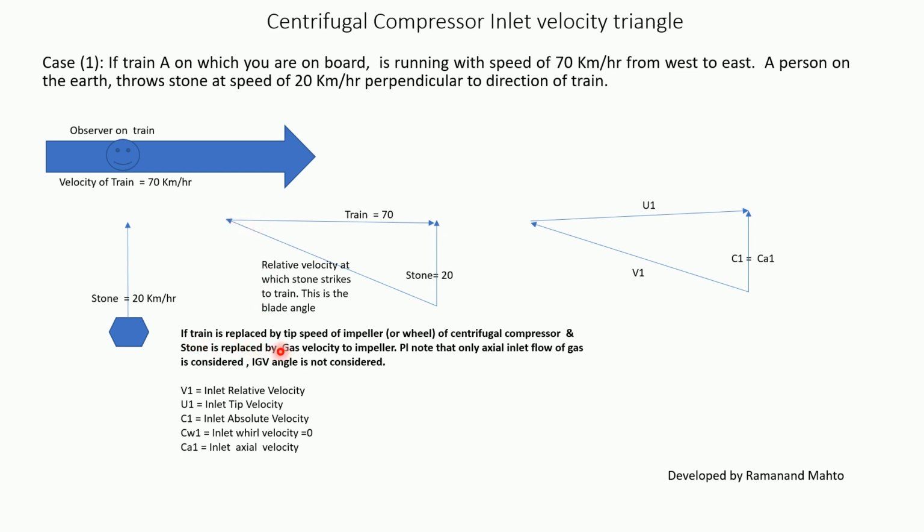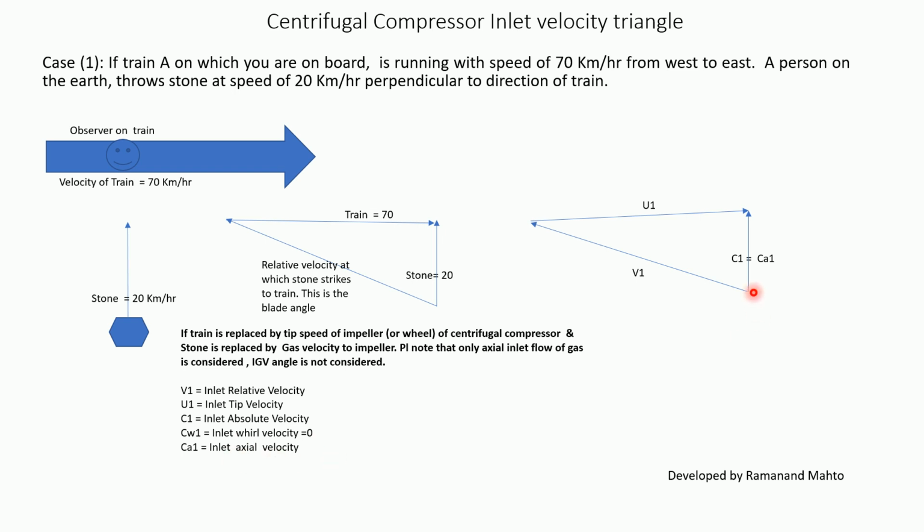Now, if the train is replaced by the tip speed of the impeller or wheel of the centrifugal compressor, and the stone is replaced by the gas velocity to the impeller, please note that only axial inlet flow of the gas is considered, that is, the IGV angle is not considered. So how can we write it? V1 is the inlet relative velocity, U1 is the inlet tip velocity, C1 is the inlet absolute velocity, CW is the inlet whirl velocity which is 0, and CA is the inlet axial velocity.